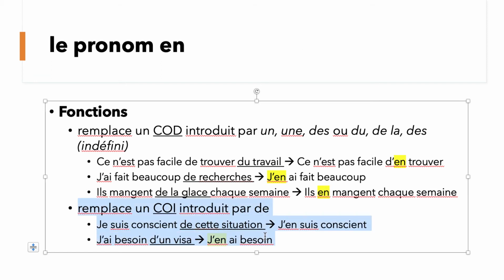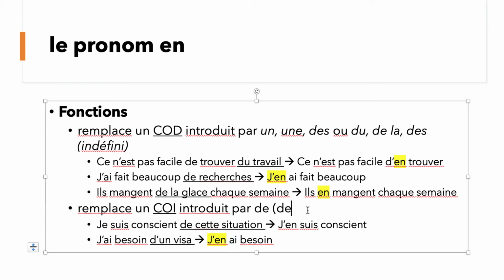This is new for us, okay? Le pronom en remplace un COI introduit par de. Whenever you see, so here we've seen when you ask the question quoi, right? It's pretty simple, just quoi all the way through. Here you're going to be asking the question de quoi. Je suis conscient de quoi? De cette situation. And again, you place that before the conjugated verb. J'ai besoin de quoi? J'ai besoin d'un visa. So you're going to be placing that before the conjugated verb, okay?